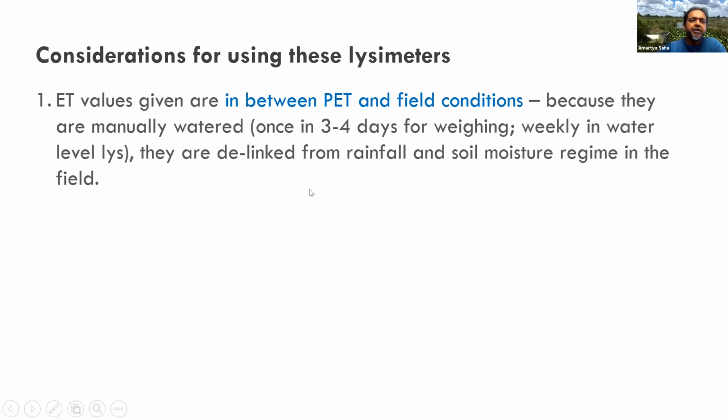Okay. Some of the considerations in using these lysimeters. The ET values we get from these lysimeters are in between potential ET and field conditions because these were artificially watered. The weighing lysimeters were watered once in 3 days, and the water level was watered once a week. So there were times when the lysimeters dried out and had possibly water stress, but the watering was not the same as actual field conditions of rainfall because these were in a shade house with a plastic roof, which basically cut out rainfall.